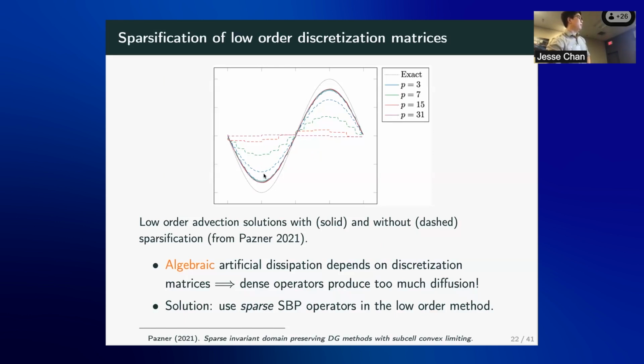So if you have p equals 3, you can see that you have a little bit of a dissipative solution compared with the exact solution, which is given by this dotted line. If you up the discretization order, then that dissipation increases further and further until you're basically getting just a constant. And that's because these high order discretization matrices basically apply very, very aggressive globally coupled diffusion in order to ensure positivity in this low order scheme.